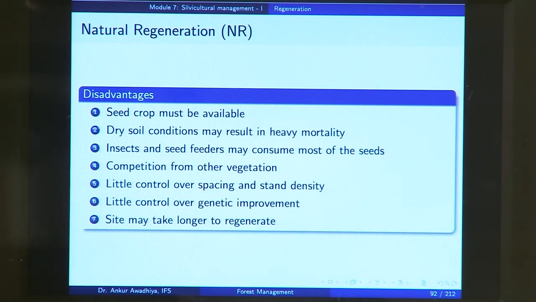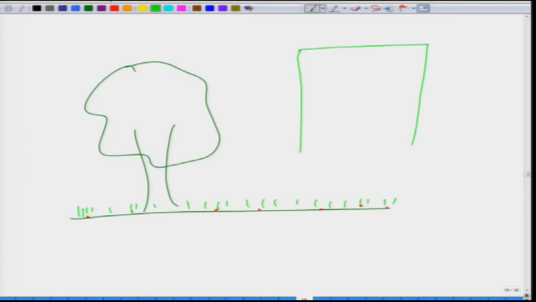Then there is little control over spacing and stand density. So, if you want to manage a stand for timber, you will probably want to go for a situation in which your spacing is well controlled. So, for instance, you will want to go for an area in which you plant seeds like these, so that all your plants are at the same distance and are better able to utilize the resources, and it also makes it easy to perform any management operations later on.